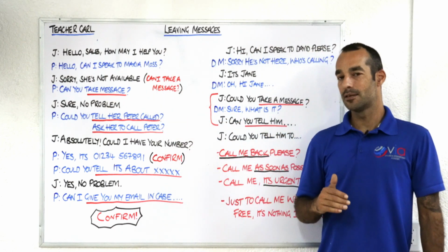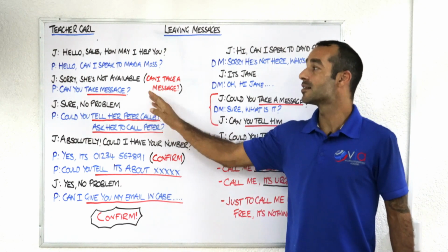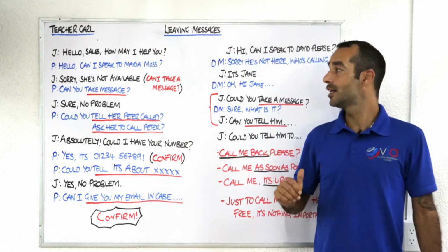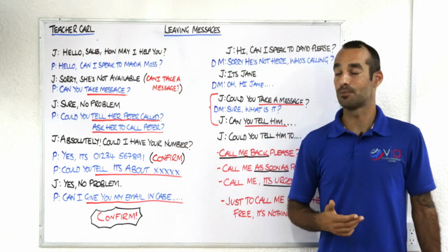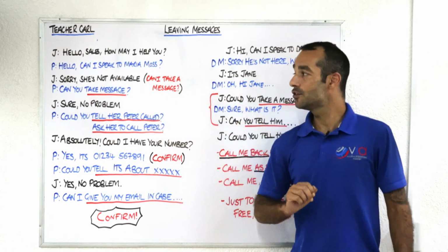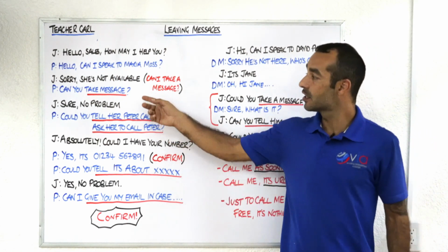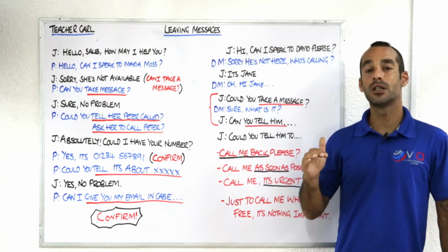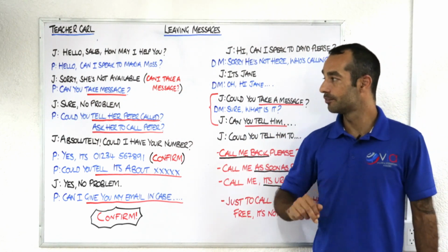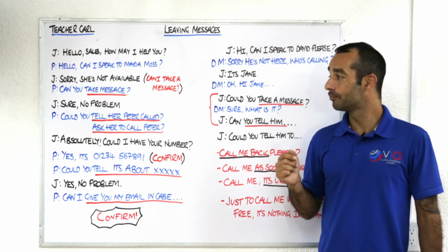Sorry, she's not available. Now, if they are very good at their job, they're very likely to say, sorry, she's not available. Can I take a message, please? However, if they don't say that, they may just be left with, sorry, she's not available. In which case, you need to tell them that you would like to leave her a message. Hopefully, Jane is very nice and says it's no problem.